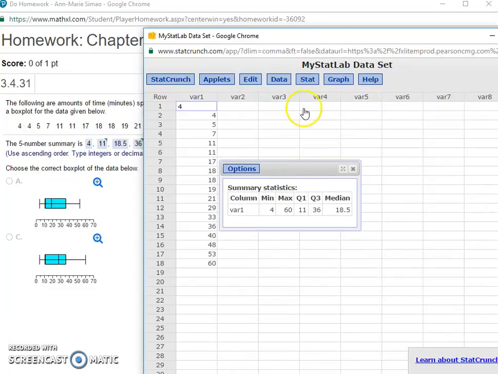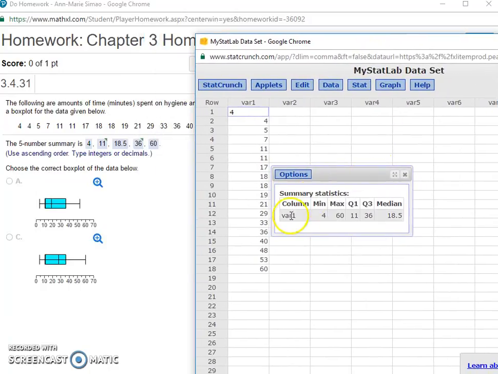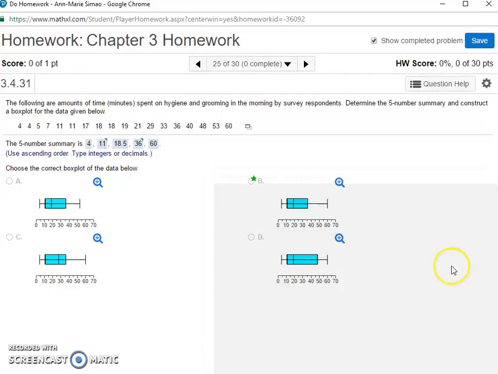So my minimum is going to be my 4, which is the first number. My Q1 has to come next, which is 11. My median, 18.5, is my Q2 in the middle there. Q3 is 36, and the maximum is 60. What's going to happen is once you get those values, that 4 needs to be that first line. So it could be either one of these.